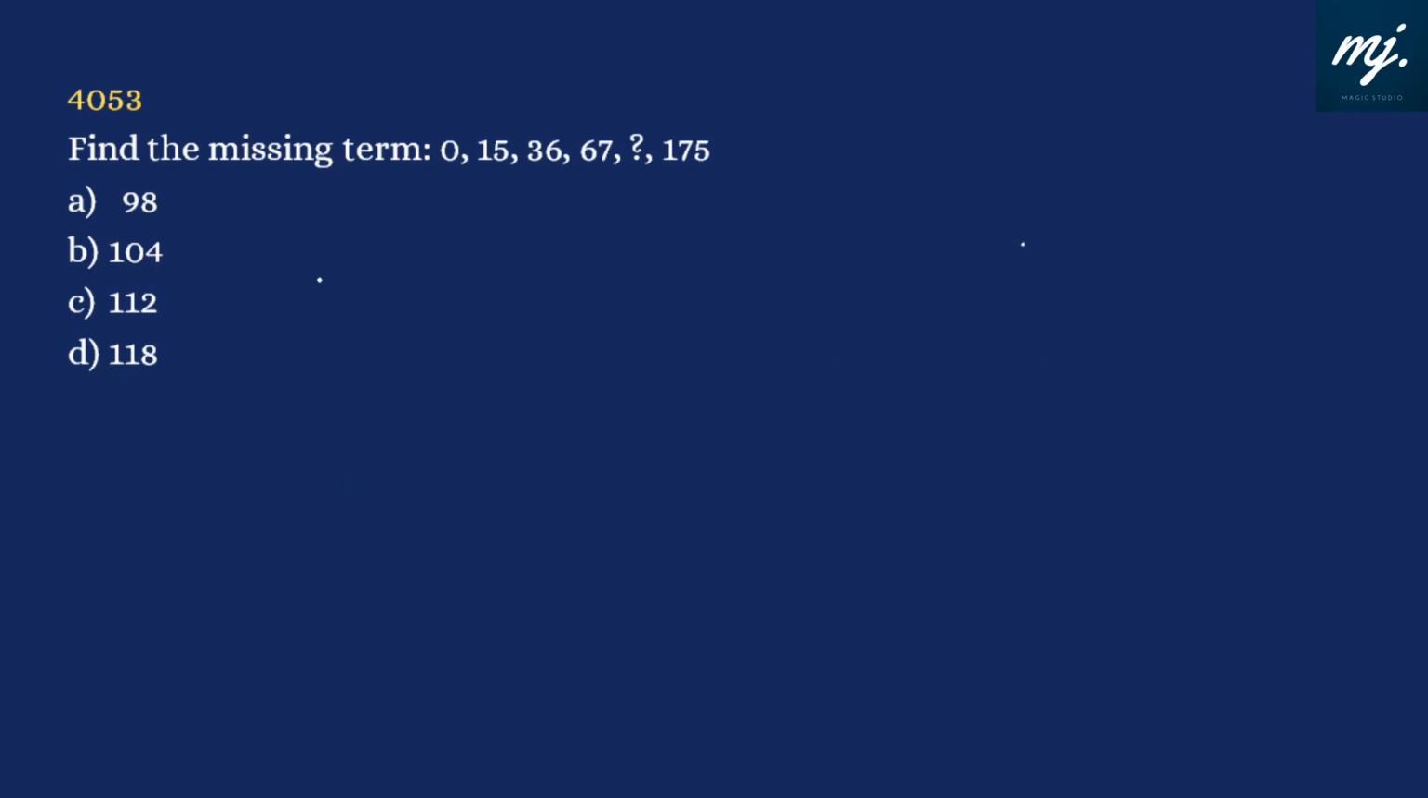So the next one is find the missing term. Okay, let us look at 15, 36, 67, 175. Let me try to build a difference table here. 15, then 21, 67, 31. The differences are 6, 10. Now let me build it like if the difference between these two is 4, we want a number here, a number here.